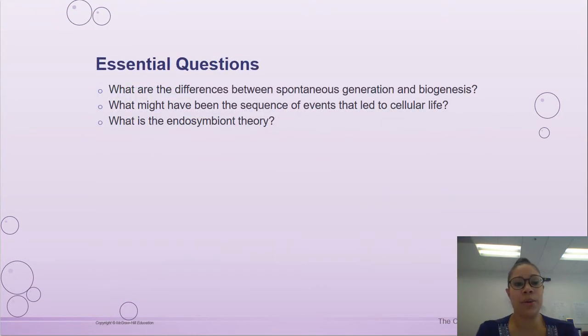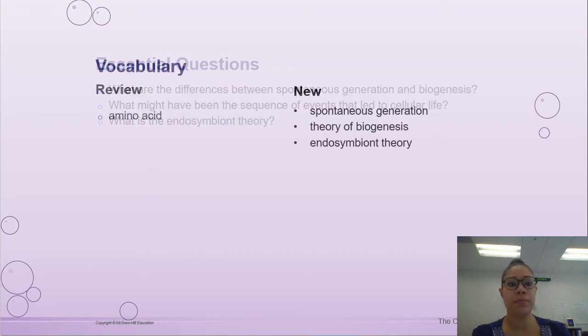The essential questions that we're covering today are: what is the difference between spontaneous generation and biogenesis? What might have been the sequence of events that led to cellular life? And what is endosymbiont theory?